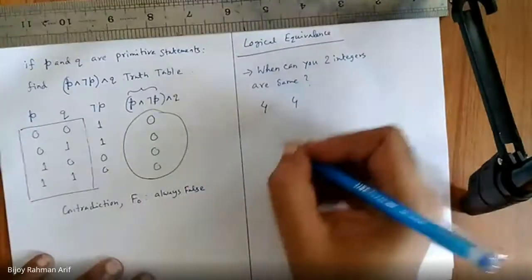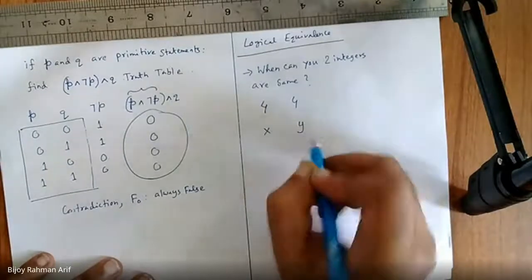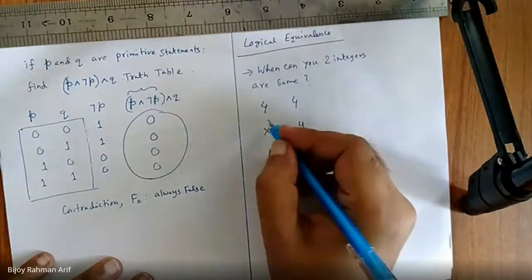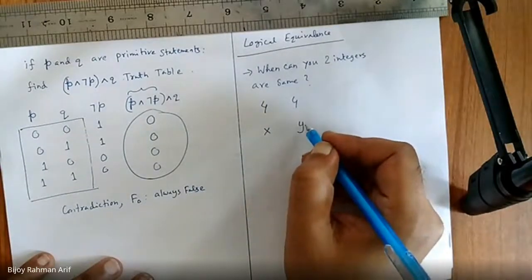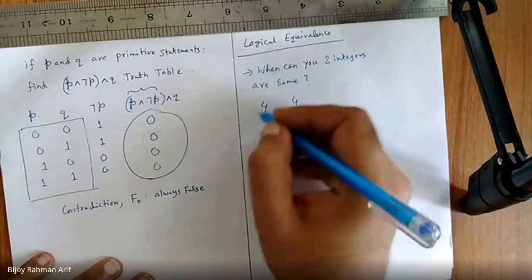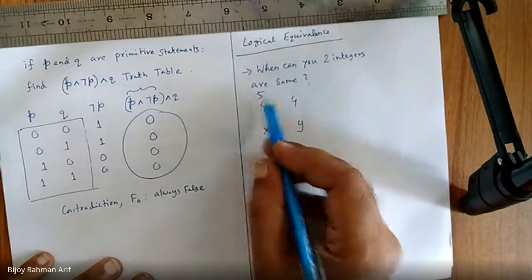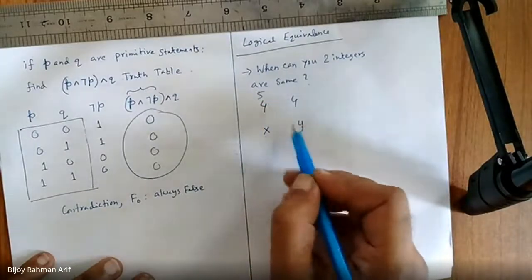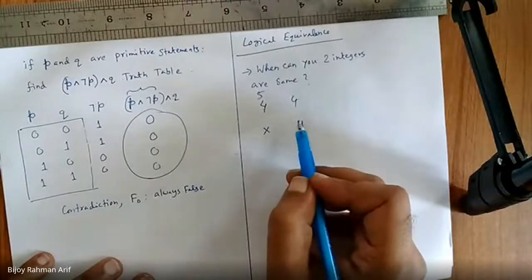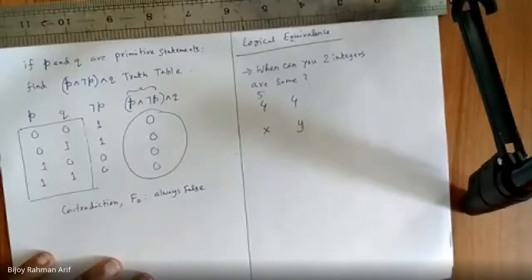Okay, let's talk about x, y. Sometimes x is 4, sometimes y is 4, sometimes x is some different value like 5 and y equals 4. When x equals 5 and y equals 4, they are not equal. But when x equals 4 and y equals 4, they are equal. So how can you check that x and y are equal? When x minus y is equal to 0.